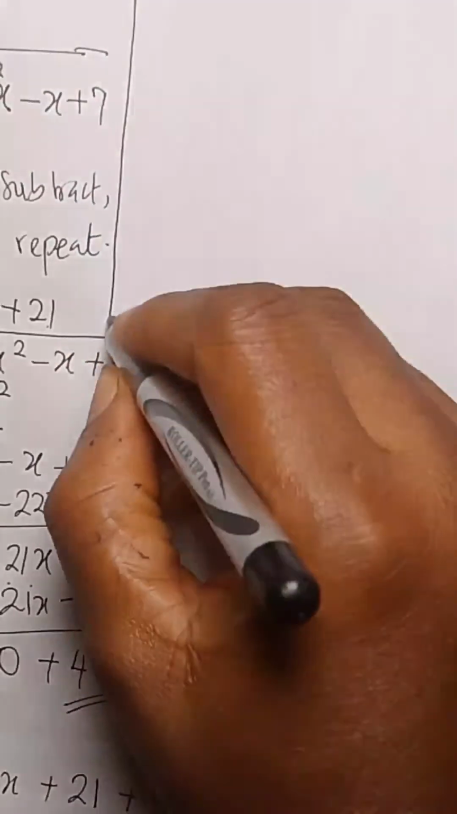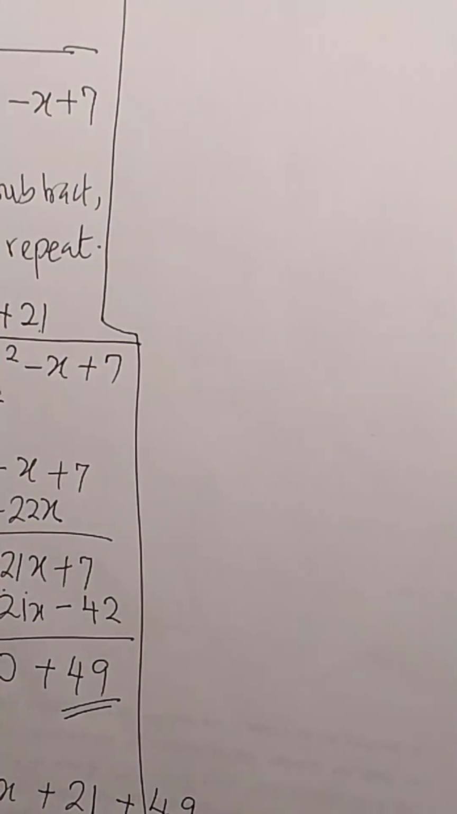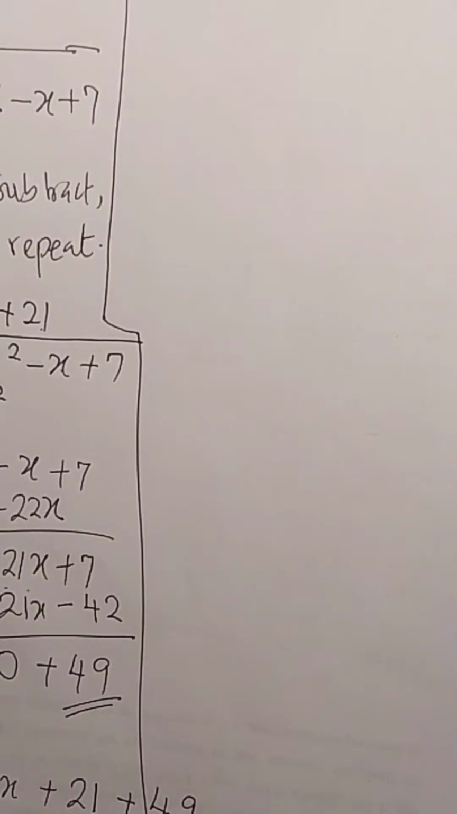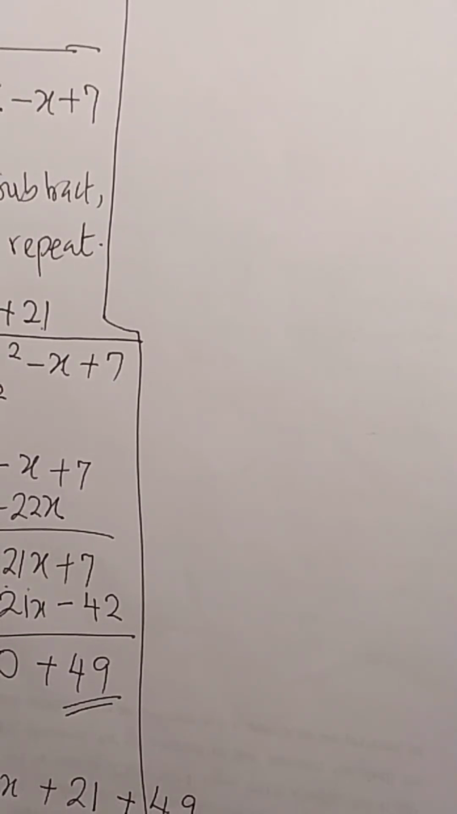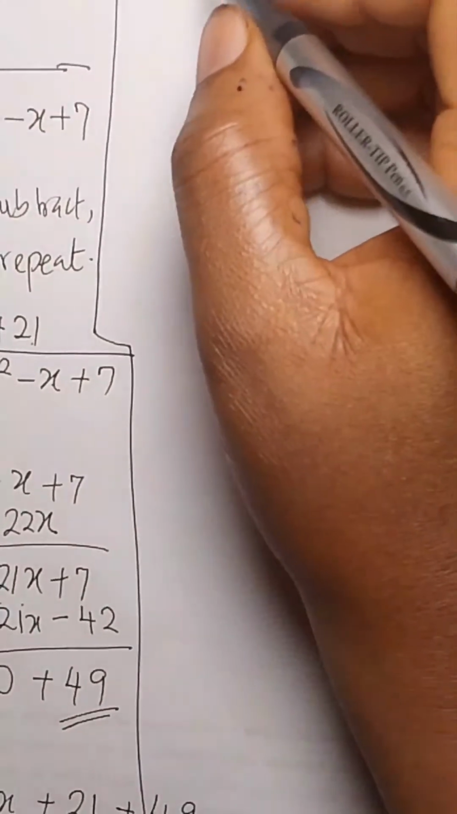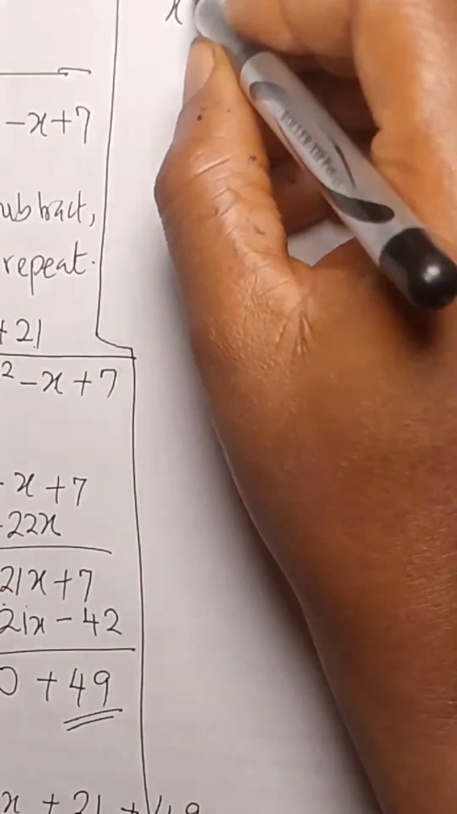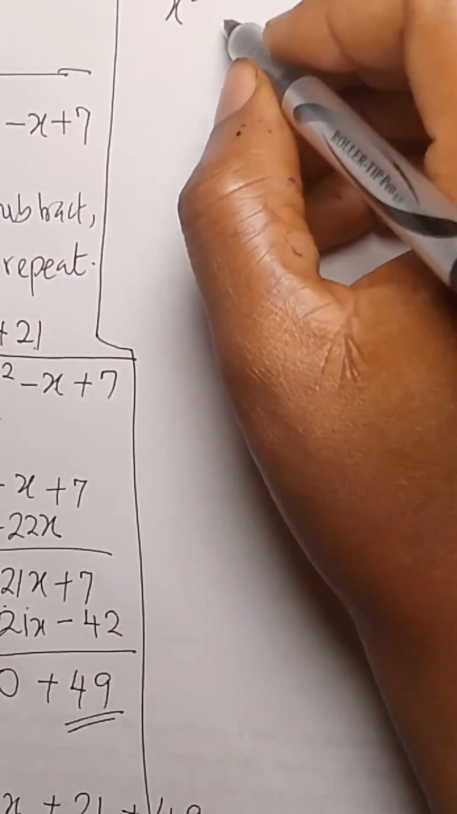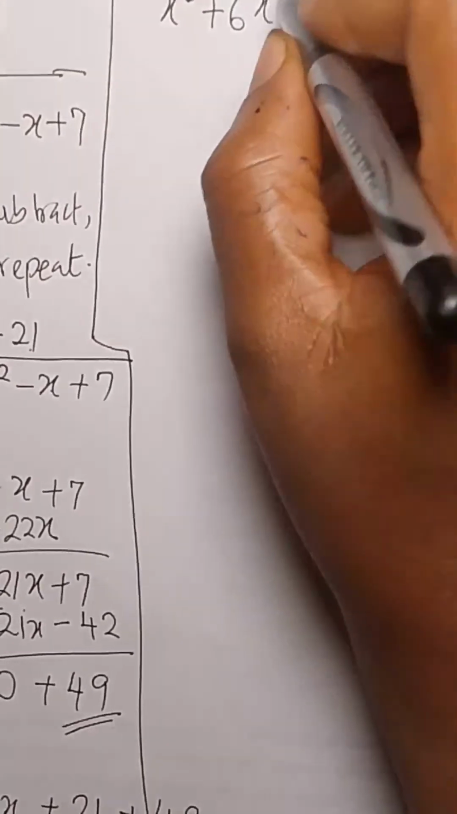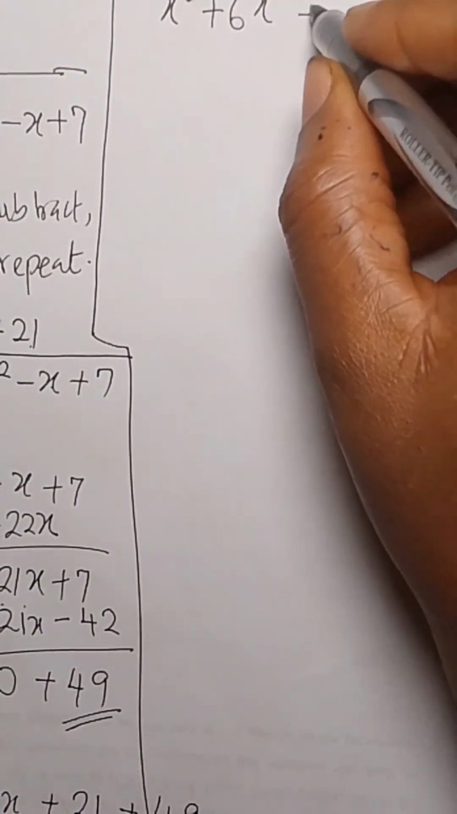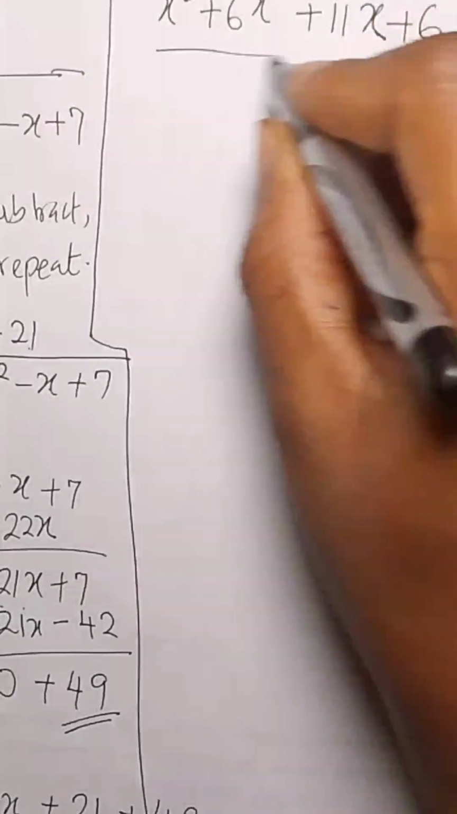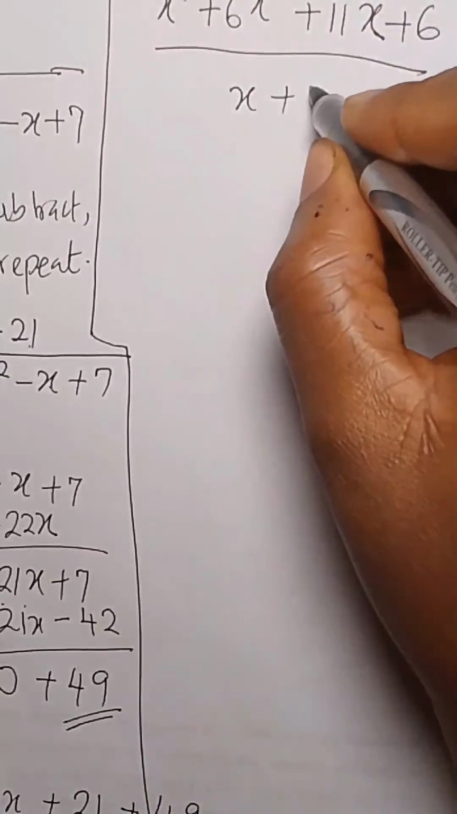So let me do another simple one. 3 times divided by 2 times. So doing 3 times divided by 2 times, we are going to do x cubed plus 6x squared plus 11x plus 6. This is 4 times divided by 2 times, x plus 2.